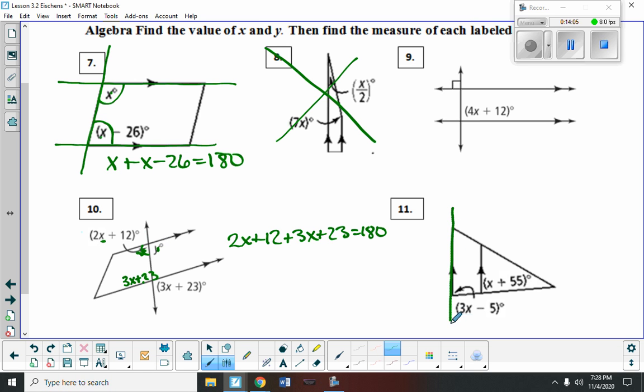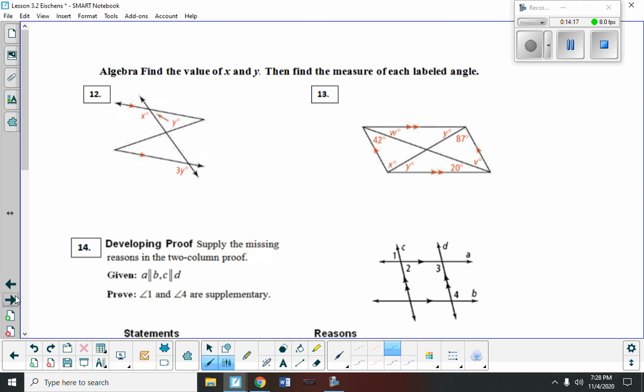Again, extend these lines. And then this is the transversal, which means you've got this angle, and those are corresponding angles. All right, I want you to work on those. If you get stuck, just circle the questions and let me know when we meet again together.